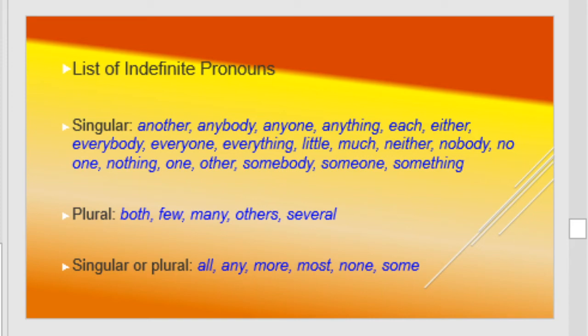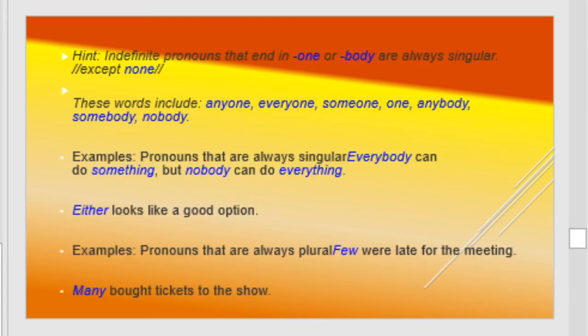So just remember this list of indefinite pronouns, and they're very useful. Be careful when using them, because most of the time we pair them with a plural verb where we should use a singular verb. So let's take some examples. Indefinite pronouns that end in one or body are always singular, except none.